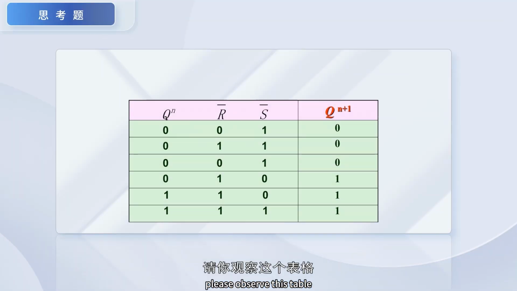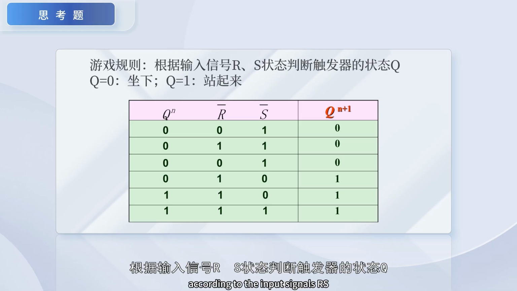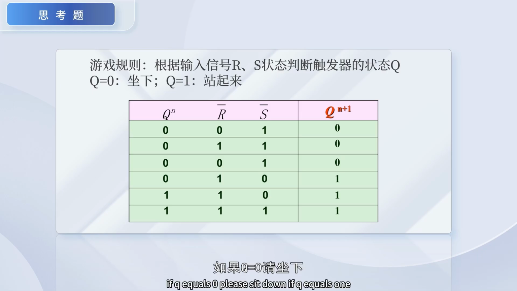Please observe this table and, according to the input signals R and S, determine the state of the output Q. If Q equals 0, please sit down. If Q equals 1, please stand up.